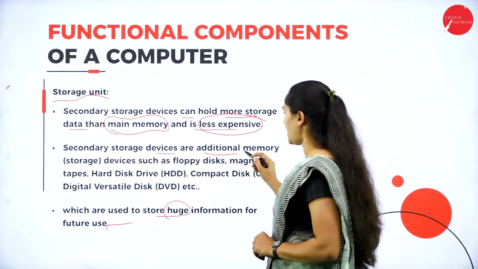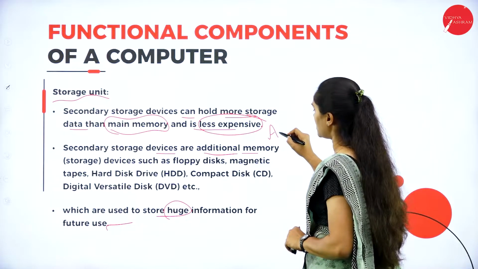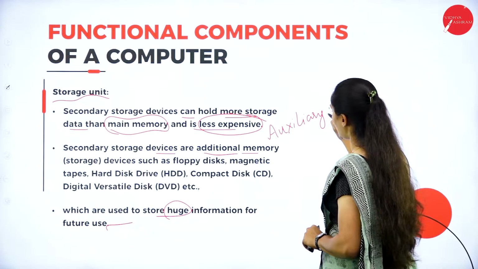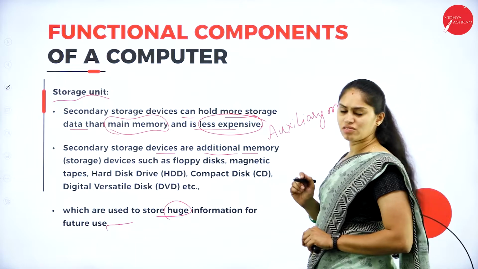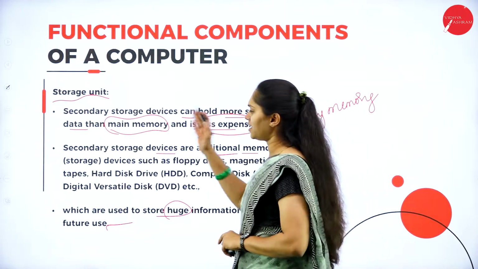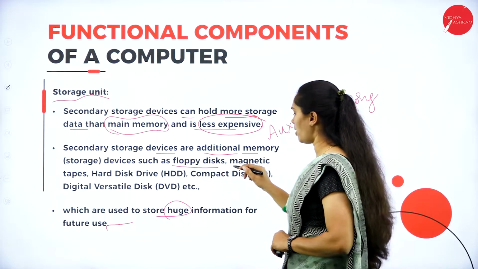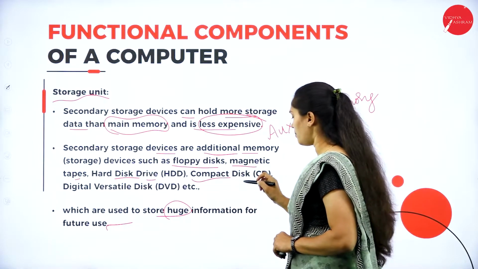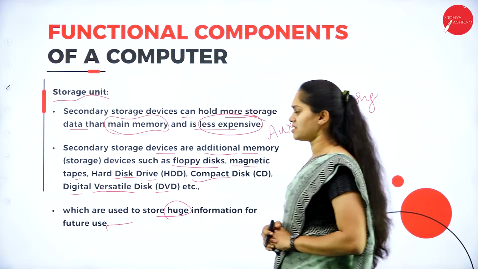It is also considered as additional memory, and we can call this auxiliary memory. It is able to store data and information permanently. It is non-volatile in nature. And what are the examples that come under this secondary storage device? It includes floppy disk, magnetic disk, hard disk drive, compact disk, that is CD, and we have DVD, that is digital versatile disk.